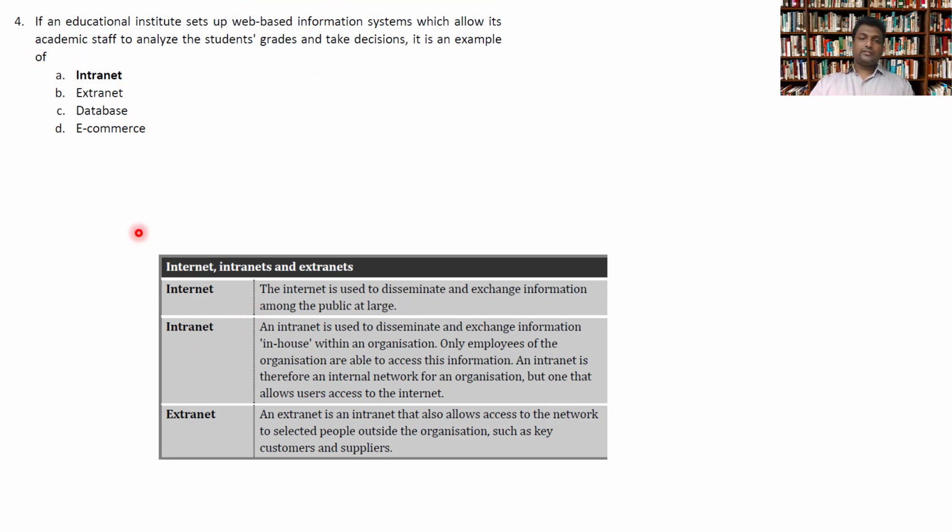And if you look at this, I've taken this from your textbook. If you look at this, internet, intranet and extranet. Internet is the public network where we pay our internet service providers and we obtain the connection and we browse and exchange information with anyone in the world. So this is a public network.